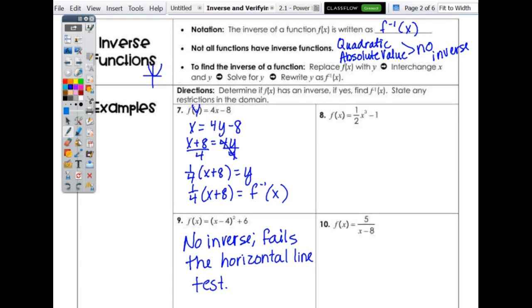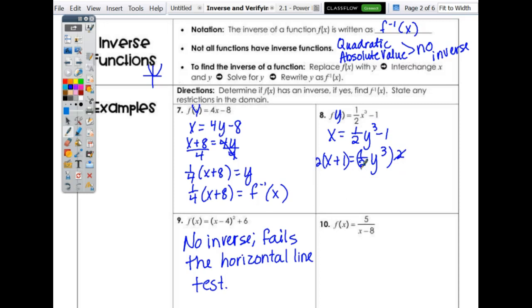Okay, so let's do number 8. Switch the x and the y. And to solve for y, I'm going to add 1. How do I get rid of the 1/2? If I multiply by 2, what happens? That cancels, but I still have this on this side, correct?